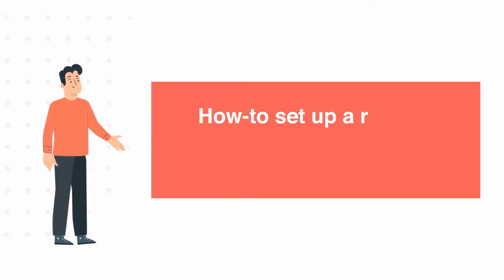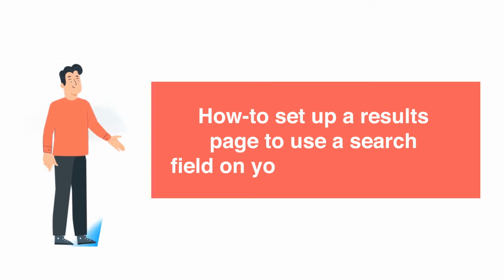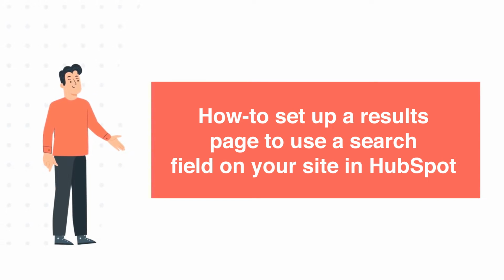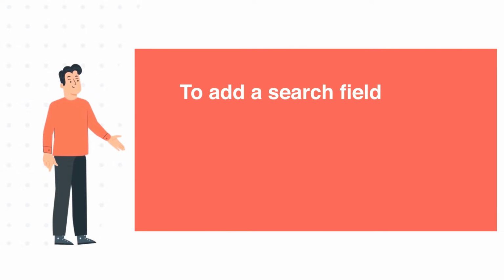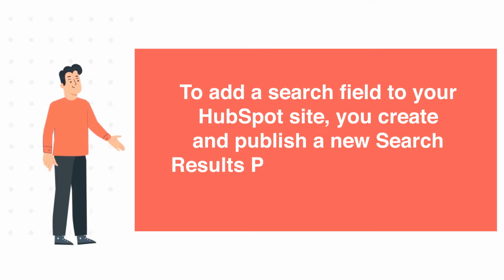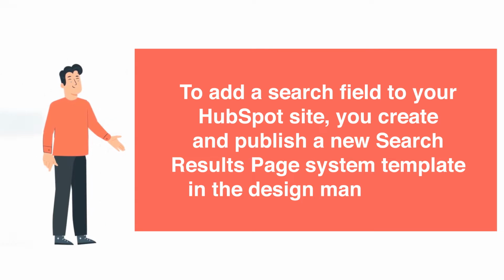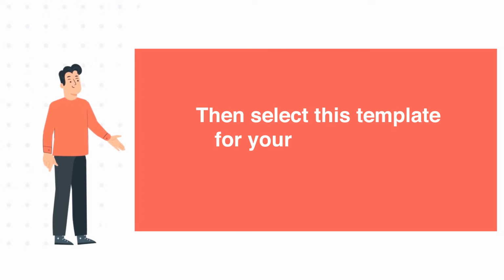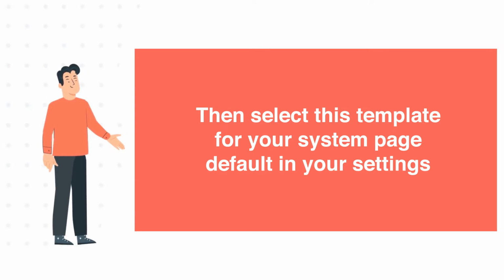How to set up a results page to use a search field on your site in HubSpot. To add a search field to your HubSpot site, you can create and publish a new search results page system template in the Design Manager tool. Then select this template for your system page default in your settings. In this tutorial, we will show you how to do this.